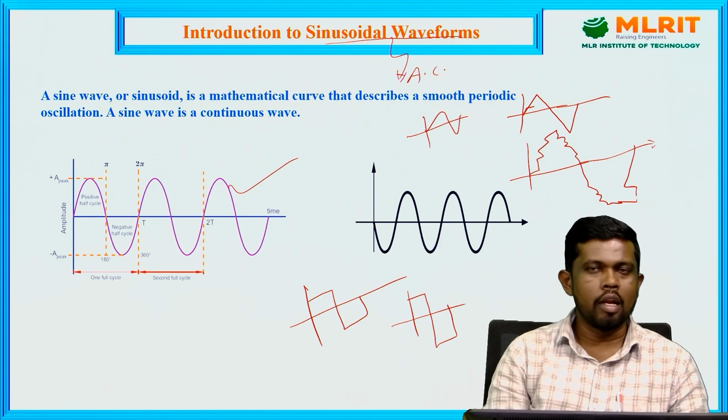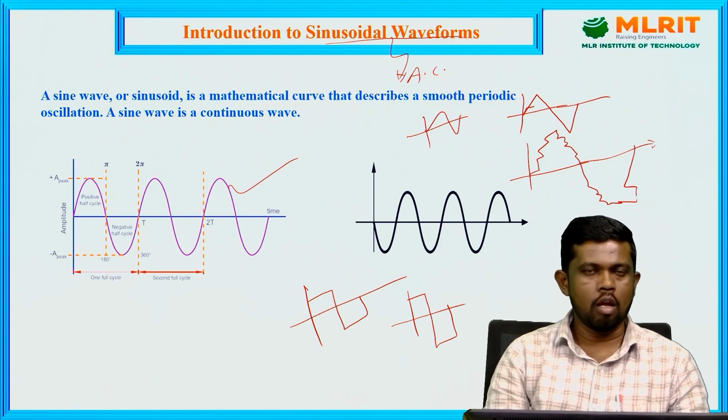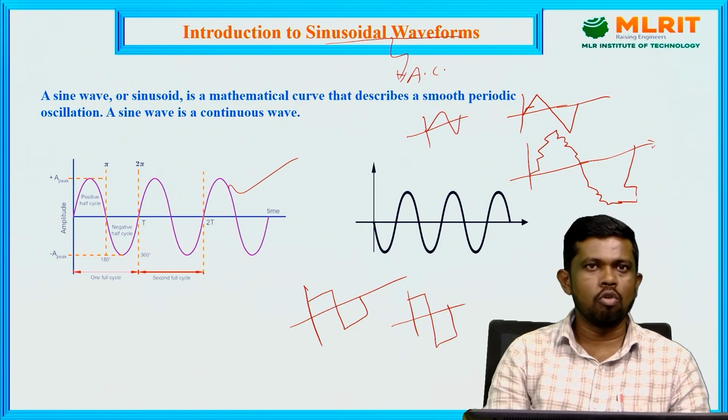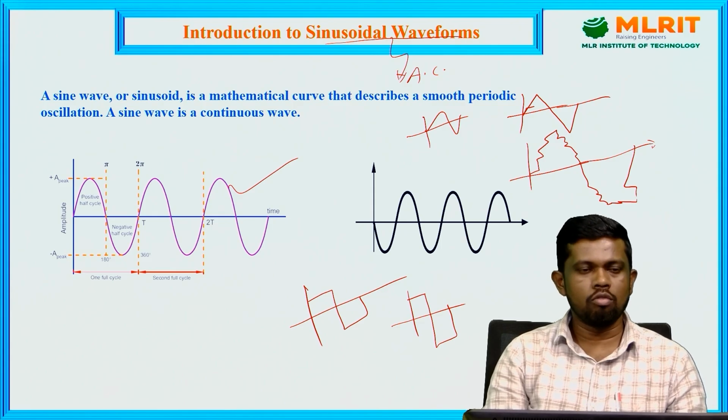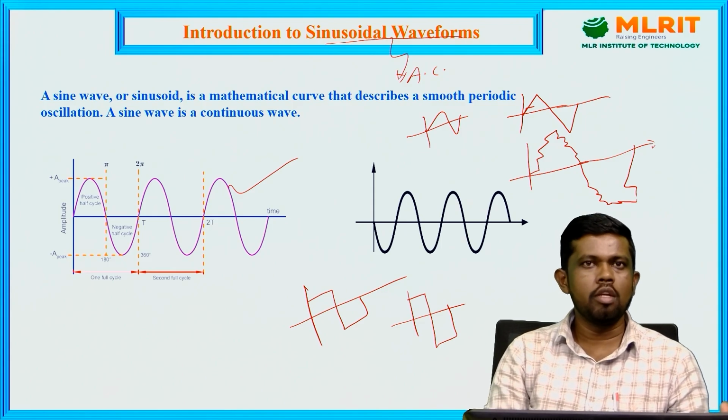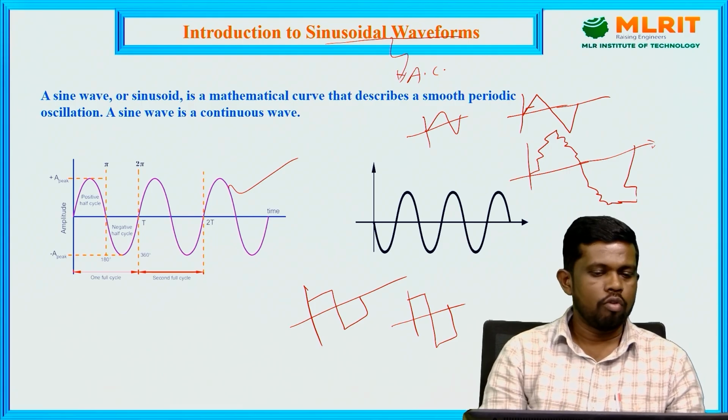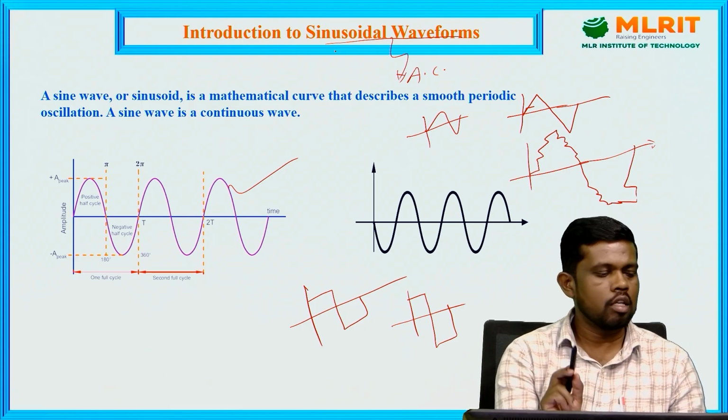Based on that analysis, an AC signal always means we should consider the sinusoidal only. The reason is, if you add, differentiate, or multiply two different sine signals, we will get a sinusoidal signal only as the resultant. For that reason, AC signal means sinusoidal signal, and sinusoidal signal means AC signal.